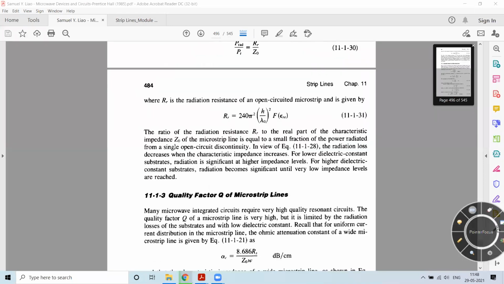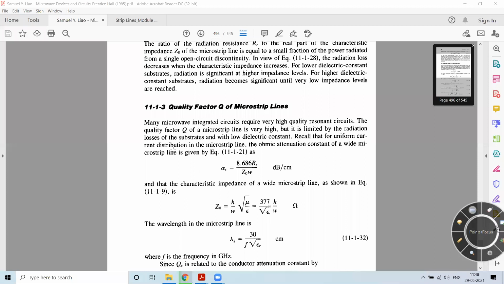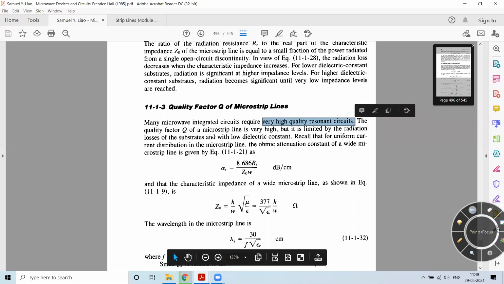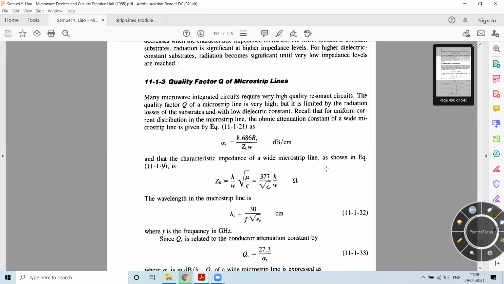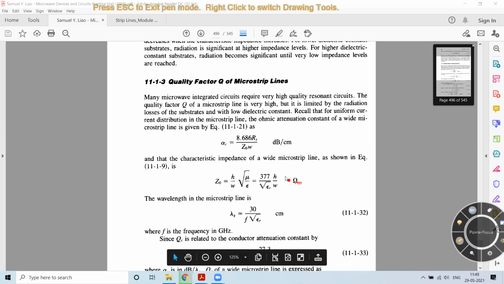Then apart from that, what is the quality factor of the microstrip line? Whenever we are observing the quality factor, we have to look at the resonant circuits. Since we require very high quality for the resonant circuits, because in many microwave integrated circuits that is the requirement, what is the quality factor associated with these strip lines? Again, it depends on the previous discussions. Here we have two kinds of specifications for the quality factor: one is due to the conducting material and the other is due to the dielectric material.